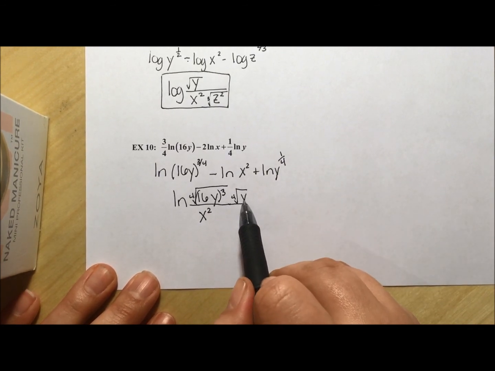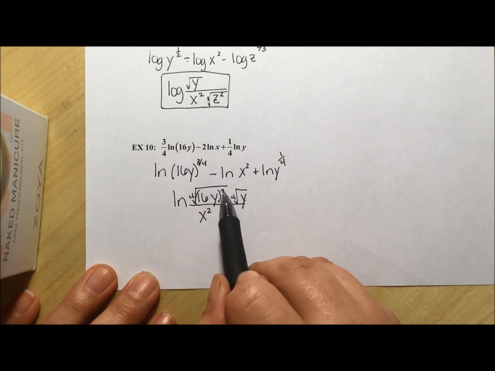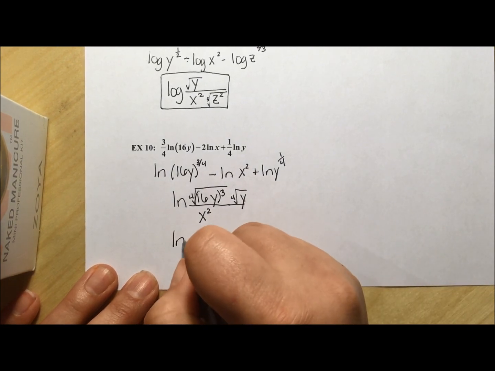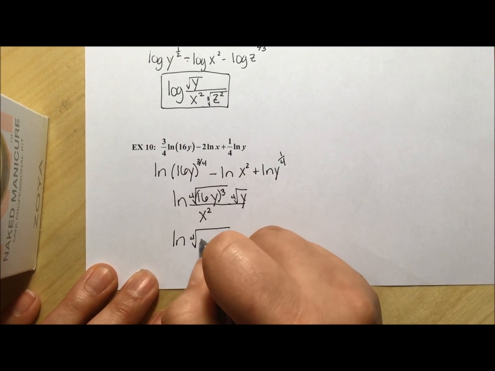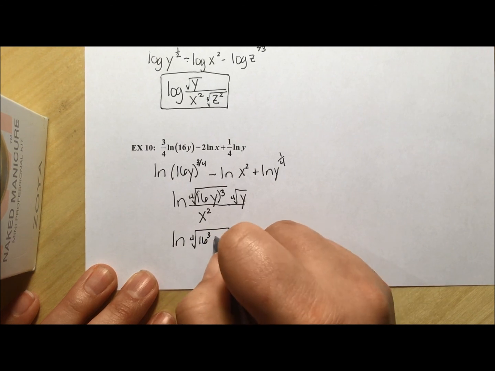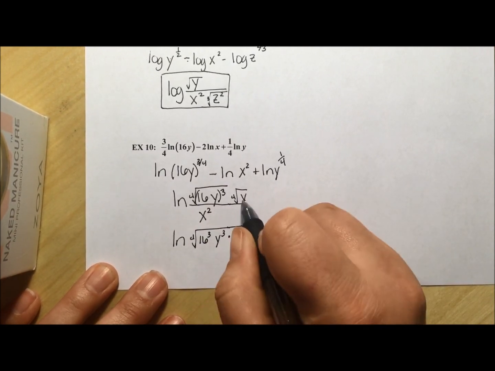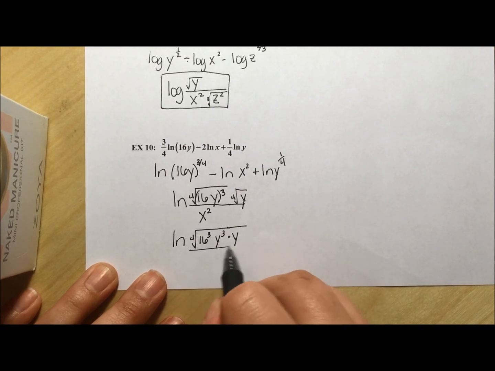Now in order to do that, I need my y's to combine, and so I need that power to not be on the outside. So 16 cubed and y cubed. Then we're going to multiply to that the y in the other index so that those are combined.